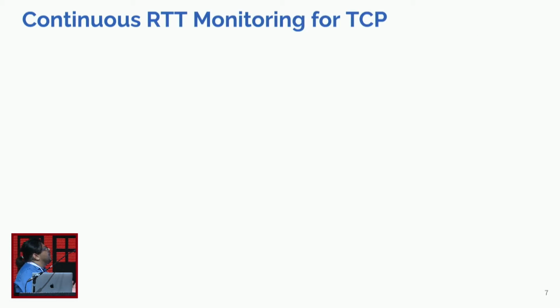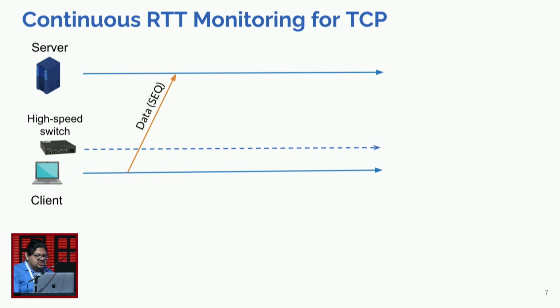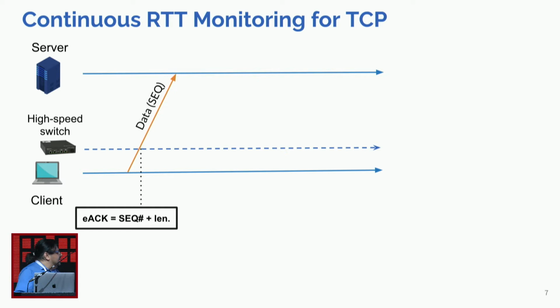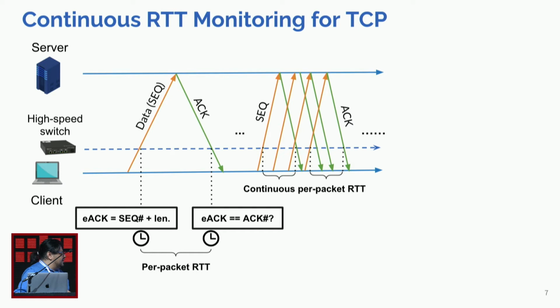So how would you go about doing continuous RTT monitoring for TCP traffic? Here is the client and the server, and here is the high-speed switch. When a data packet goes from the client to the server, we keep track of the expected acknowledgement number, which is the TCP sequence number plus the packet length. This is to match the corresponding acknowledgement coming back from the other side, and then calculate the time difference, which gives us the per-packet RTT.